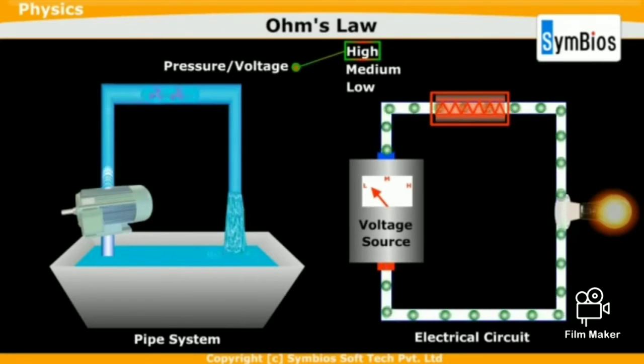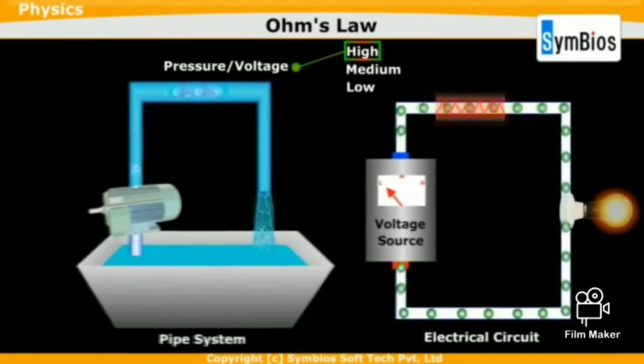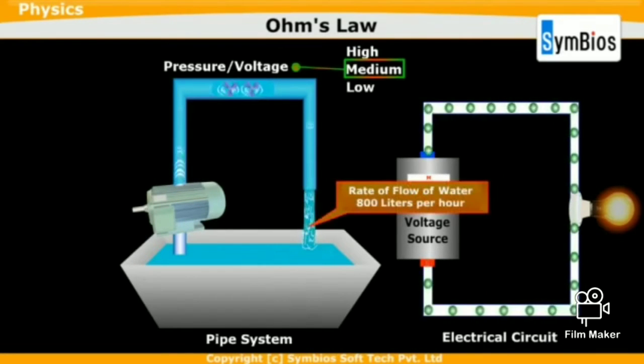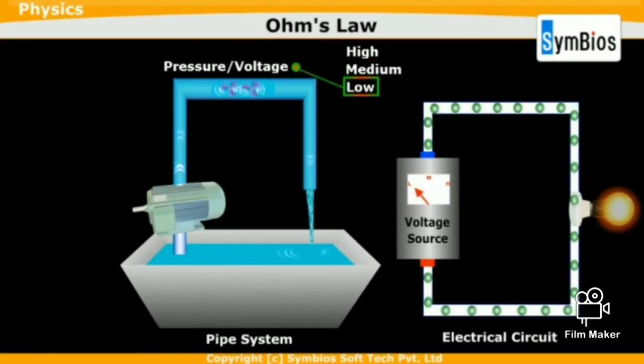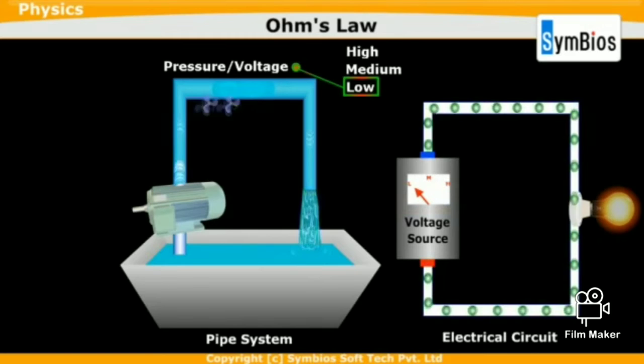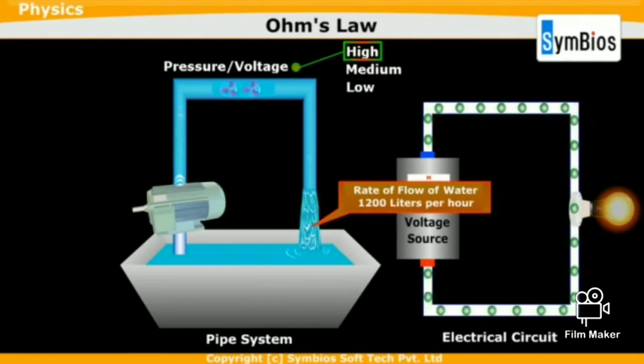Now, let us first study how pressure or voltage is directly proportional to the current. In the pipe system, the pump is set at medium pressure. Observe the rate of flow of water. When the pump is set as low, the pressure reduces and the rate of flow of water decreases. When the pump is set as high, the pressure increases and the rate of flow of water also increases. This shows us that pressure is directly proportional to the rate of flow of water in the pipe system.